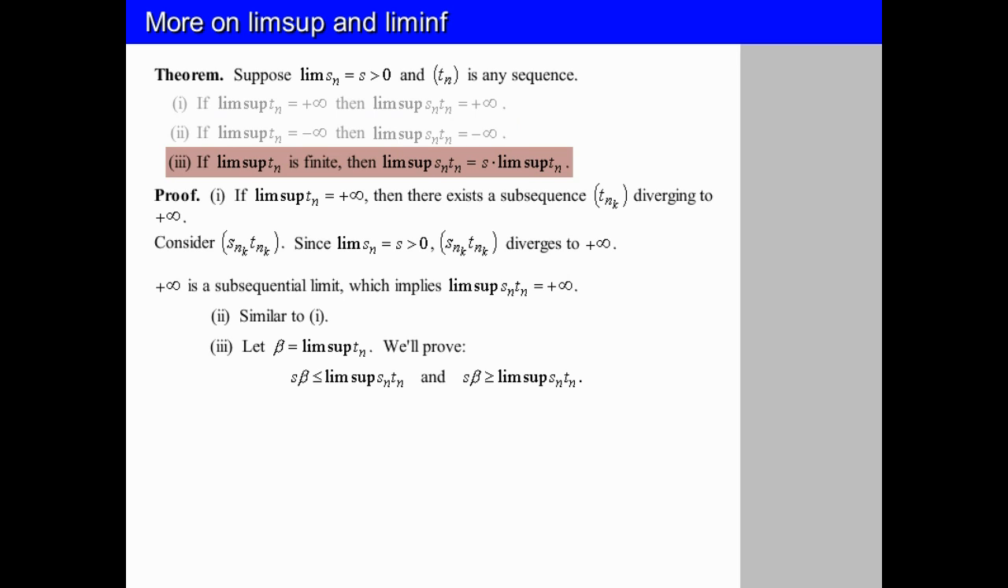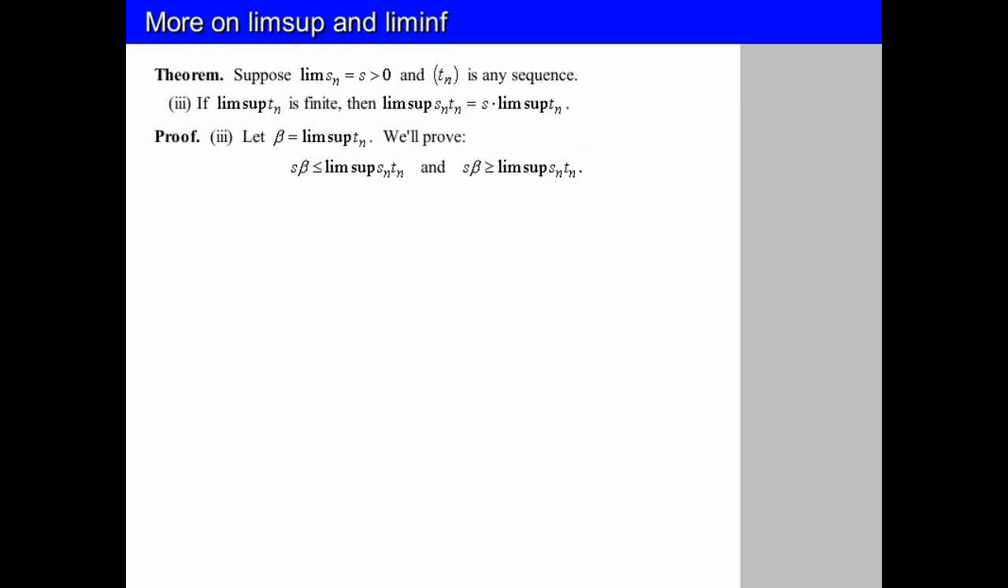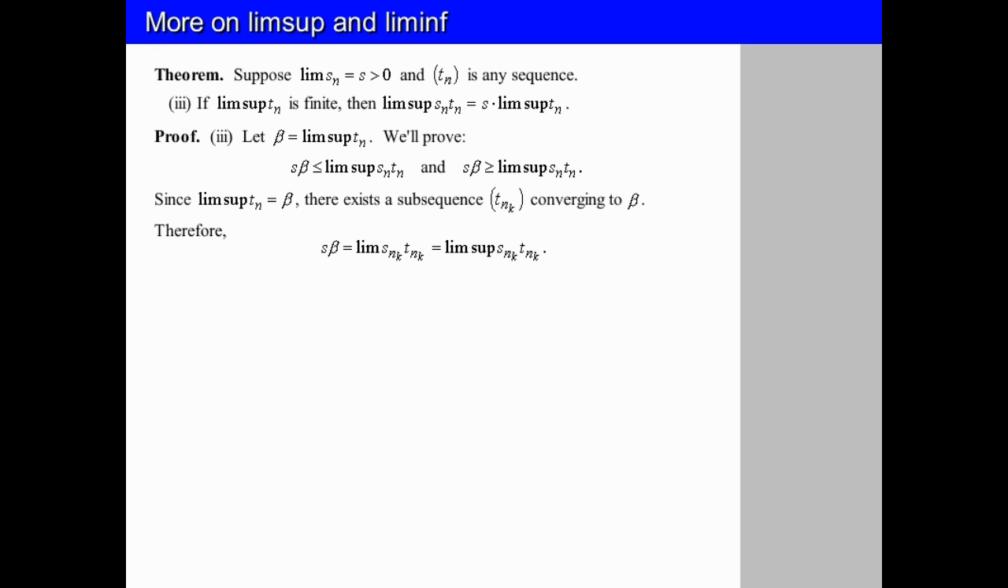We'll prove the two inequalities: S times beta is less than or equal to lim sup of Sn Tn, and S times beta is greater than or equal to lim sup of Sn Tn. Since lim sup of Tn equals beta, there exists a subsequence converging to beta. Therefore, the sequence Snk Tnk converges to S times beta. Remember, the sequence Sn converges to S implies that all subsequences of it converge to S as well. So S beta, being the limit of Snk times Tnk, must be the lim sup of Snk times Tnk. The last equality follows because a sequence converges to a number if and only if the lim sup and lim inf also equal that number.